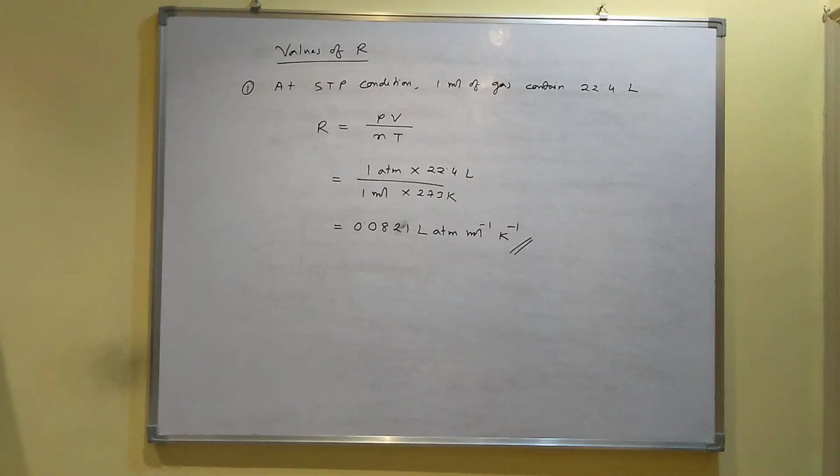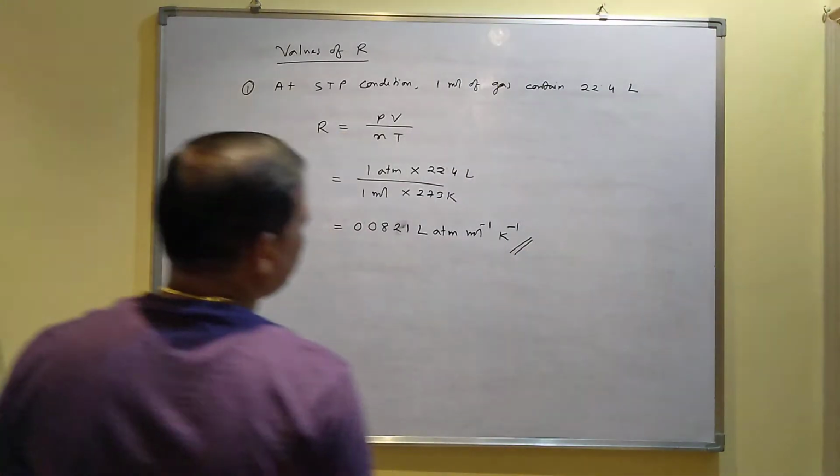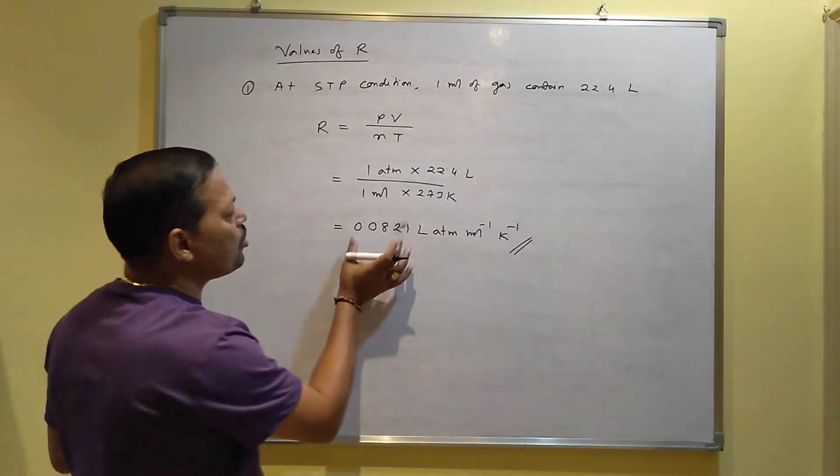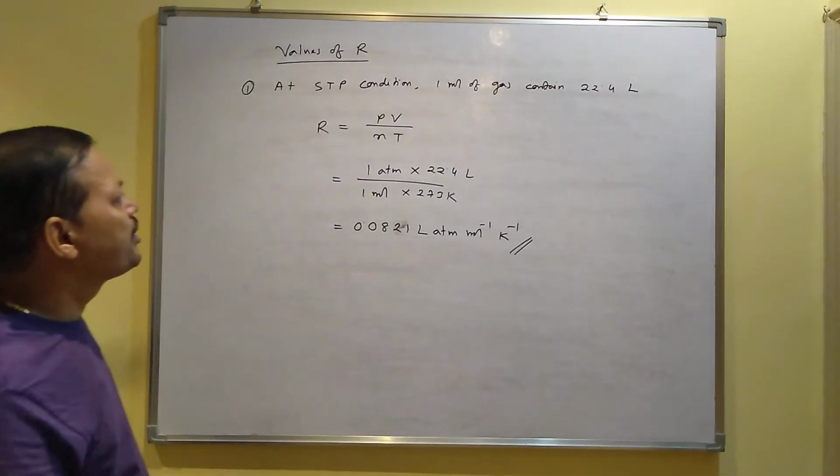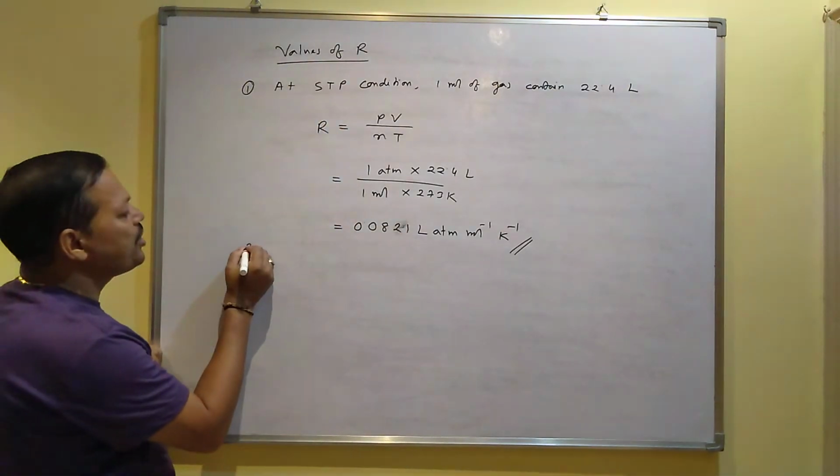Okay, this is one of the values of R. You have R equal to 0.0821 liter atmosphere per mole per Kelvin. I mean, in terms of liter atmosphere, this is one of the values of R. Another value of R you can find out.